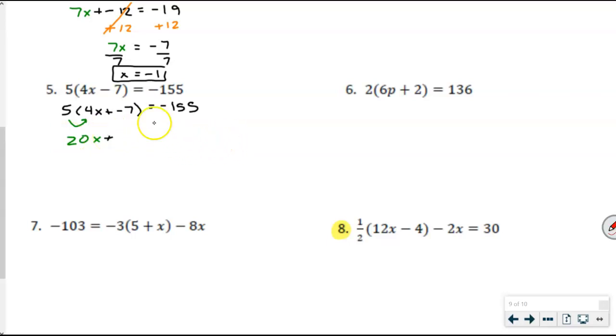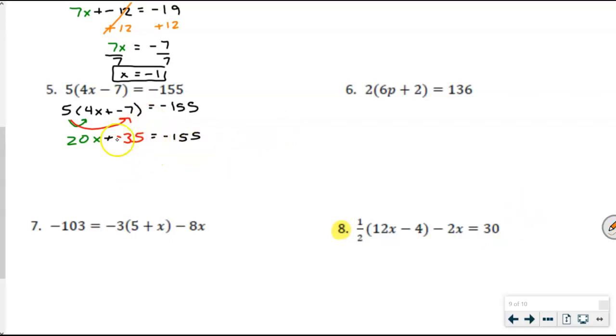And 5 groups of -7. Again, count it out if you need to. -7 here, -7 here, -7 here, -7 here, -7 here. I'm not drawing it, but I'm still visualizing it, and I see that that's going to be -35. Another way that you can do that is just quickly, 5 groups of 4x, that's 5 times 4. 5 groups of -7, that's 5 times -7, which is -35. All of that equals -155.